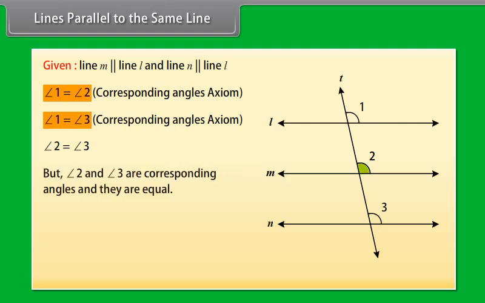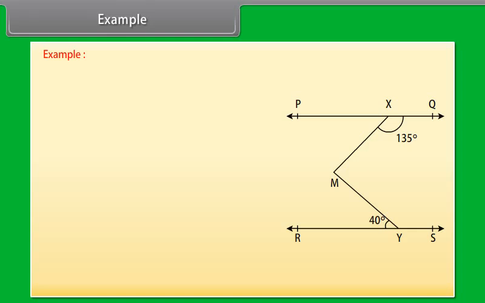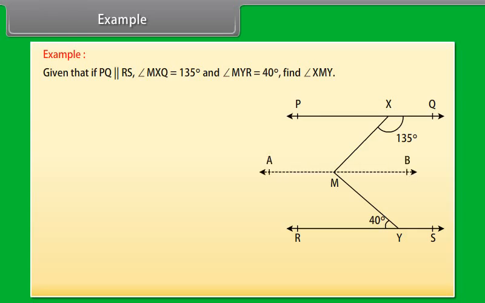Lines parallel to the same line. Let us now check that if two lines are parallel to the same line, then they will be parallel to each other. Look at this figure. Here line m is parallel to line l and line n is parallel to line l. Let us draw the line t as a transversal for lines l, m and n. It is given that line m is parallel to line l and line n is parallel to line l. Therefore, by using corresponding angles axiom, we can say that angle 1 is equal to angle 2 and angle 1 is equal to angle 3.